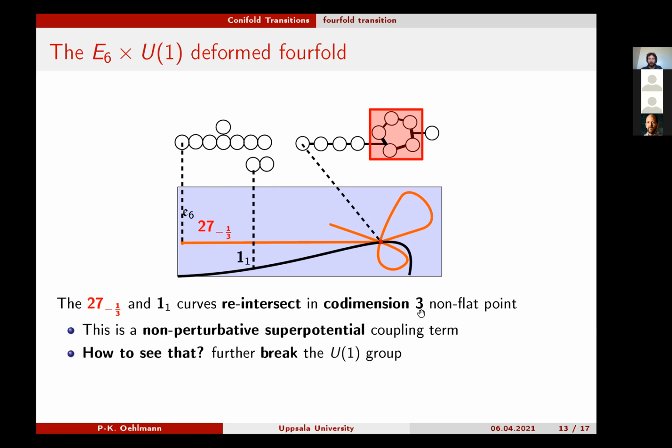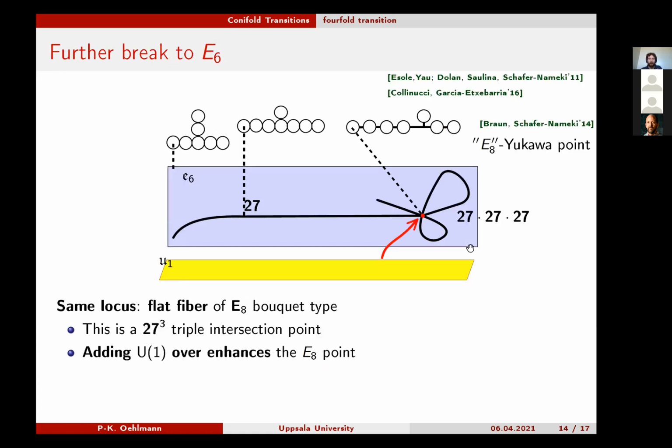So these codimension 3 singularities generically have an F-theory interpretation, or a type IIB interpretation, in terms of superpotential couplings. But how can we see that? The way to see this best is by deforming the whole geometry a tiny bit more and by breaking the U1. So now I go a step further and really break gauge symmetry. By breaking the gauge symmetry, I only have the 27 curve left of my E6, and there the very same locus becomes regular and actually becomes one of these infamous E8 Yukawa points that you have here.